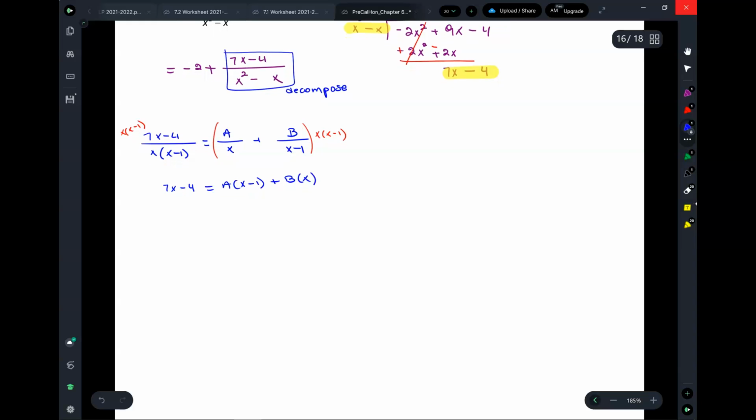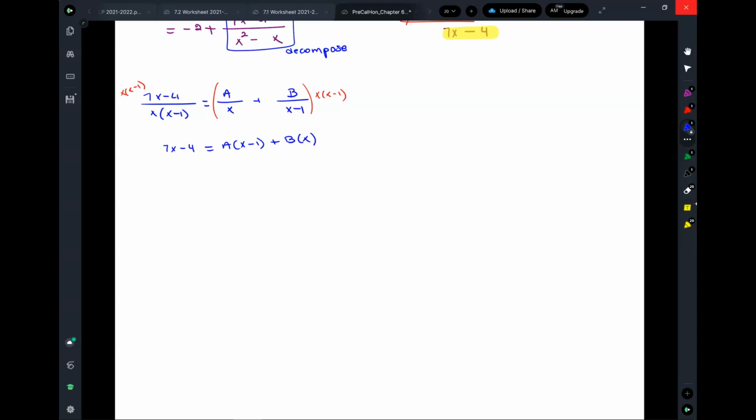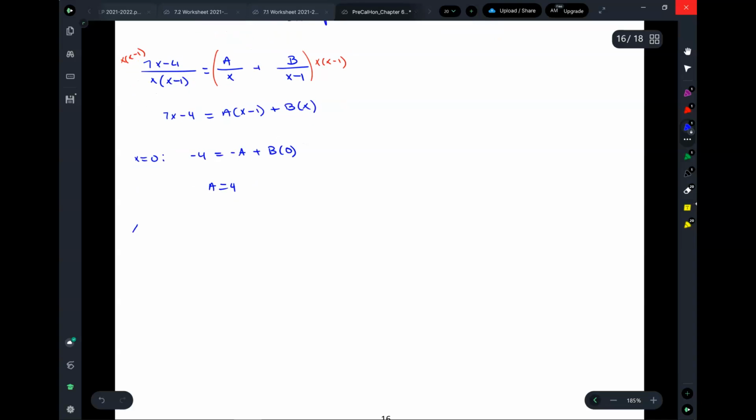So these two steps now were more algebra 2, right? So we're going to move past. Okay, what are we going to plug in here? X equals 0, and I get negative 4 equal to negative A plus B times 0. So A is 4. What else did you say? 1. 7 minus 4 is 3, equal to A times 0 plus B times 1. B is 3.